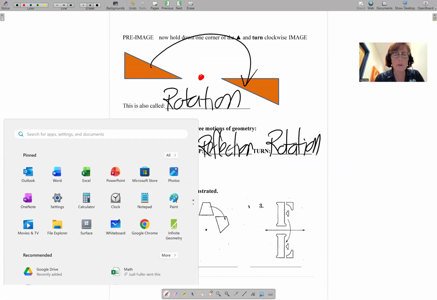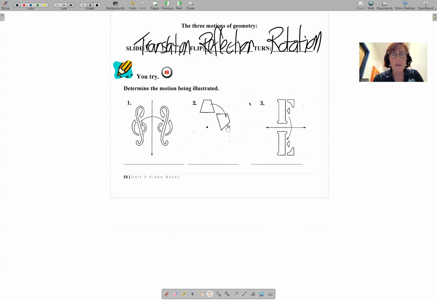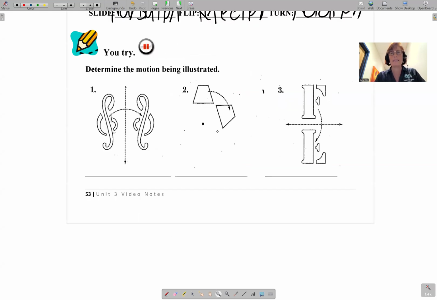All right, what I'd like you to do is simply name the motion you see here. Slide, flip, or turn, translation, reflection, rotation. Should take you about 30 seconds. Go.